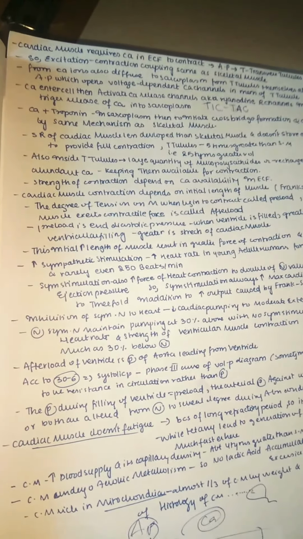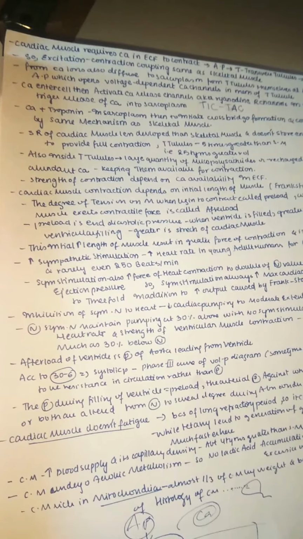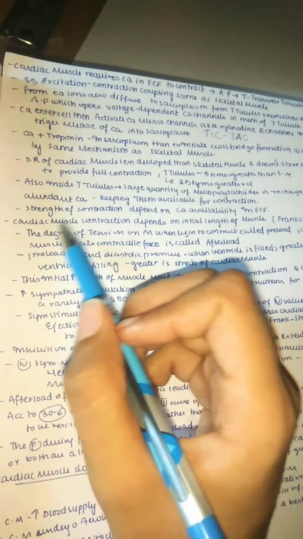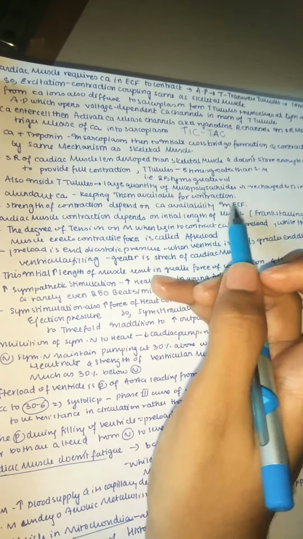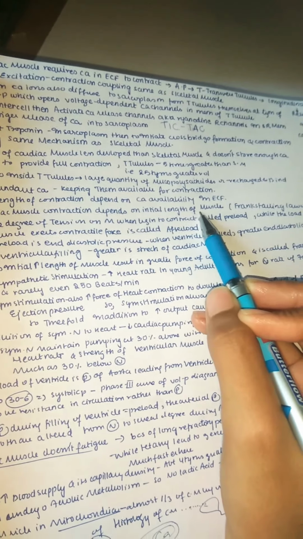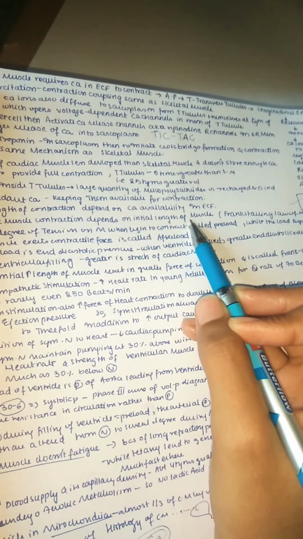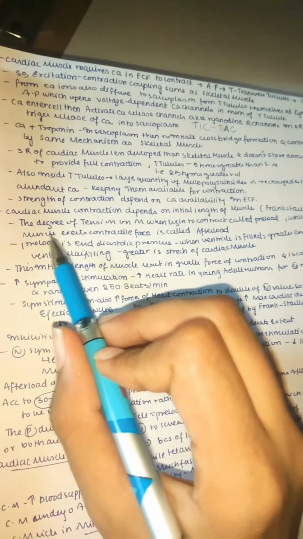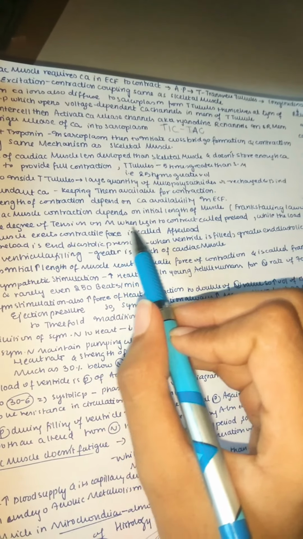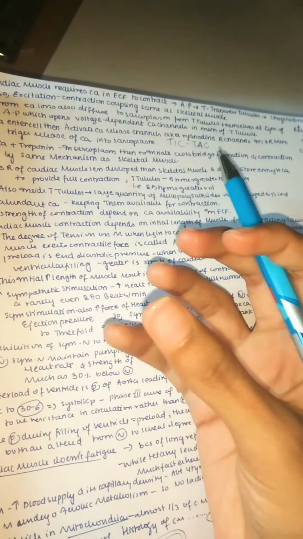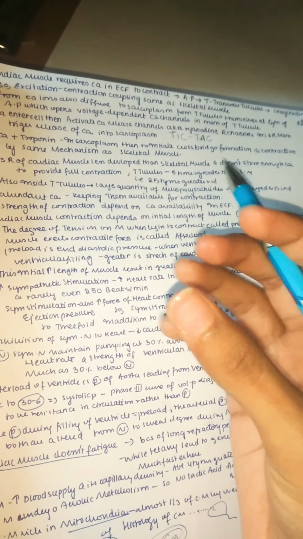So remember that the T tubules store the calcium with the help of mucopolysaccharides in cardiac muscle, keeping the abundant calcium available for contraction. The strength of contraction depends on the calcium availability in the extracellular fluid. Cardiac muscle contraction mainly depends on the initial length of the muscle also. The initial length of the muscle is given by the Frank Starling law of the heart, and the degree of tension on the muscle when it begins to contract is called preload. Preload means how much tension is present at the beginning.